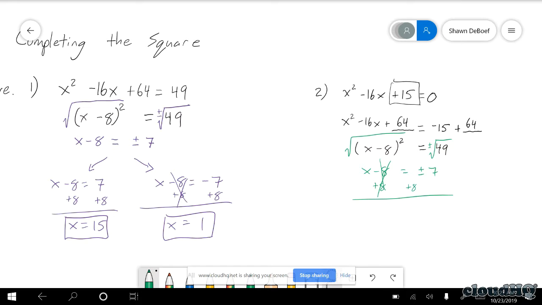I'm going to add 8 to both sides, but be careful on the right side. Remember, we're adding 8 to a positive 7, and we're adding 8 to a negative 7. Don't just call it a 15. 8 plus 7 is 15, but then 8 and a negative 7 together make 1. Oops. So 15 and 1 are still my answers.